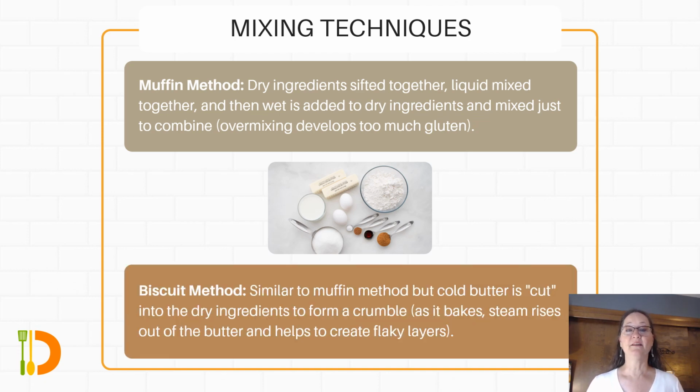The biscuit method, like the muffin method, but cold butter is cut into the dry ingredients to form a crumble. So as it bakes, the steam rises out of the butter and helps to create those flaky layers. And so you are adding the butter to the dry before you add the liquid to the dry.